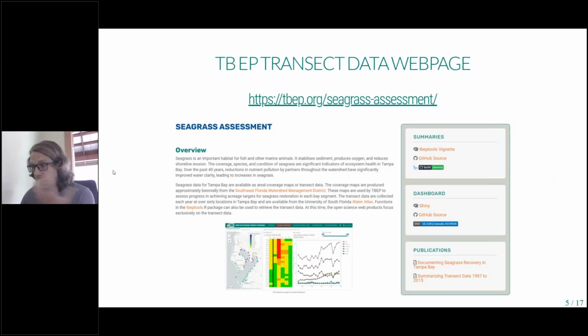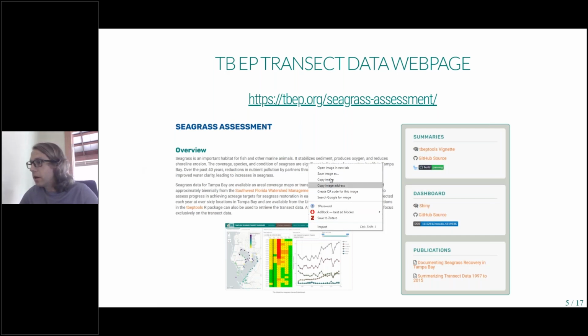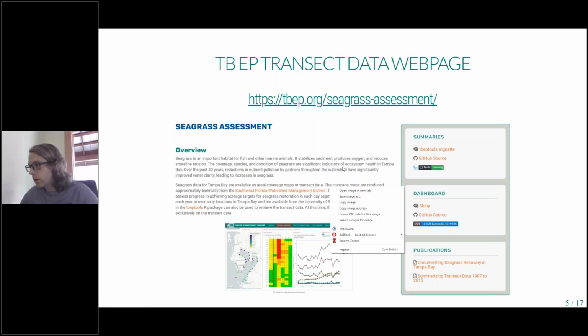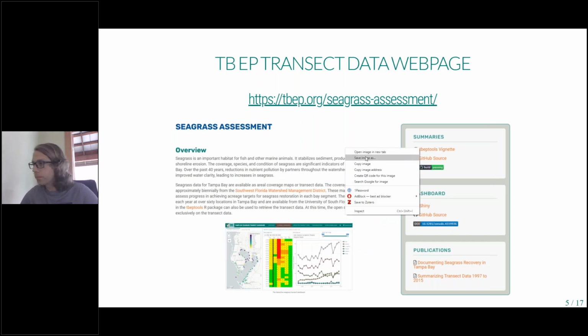So if you want to get your hands on this information and really get a hold of the indicator products that we've produced from this data set, you can navigate to this website here, and actually I've got this loaded on my end, so I'll just go there and show you where we're at. I can exit out of here.